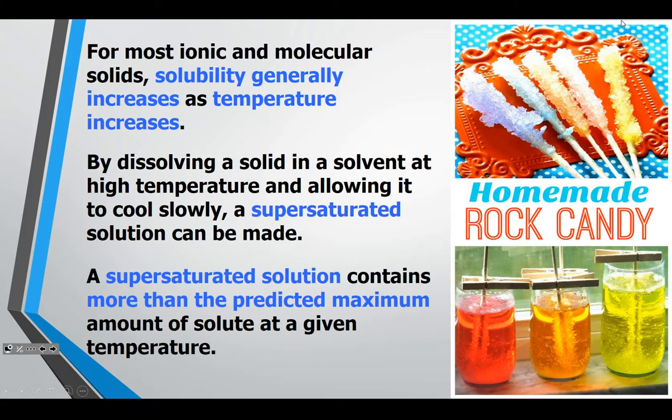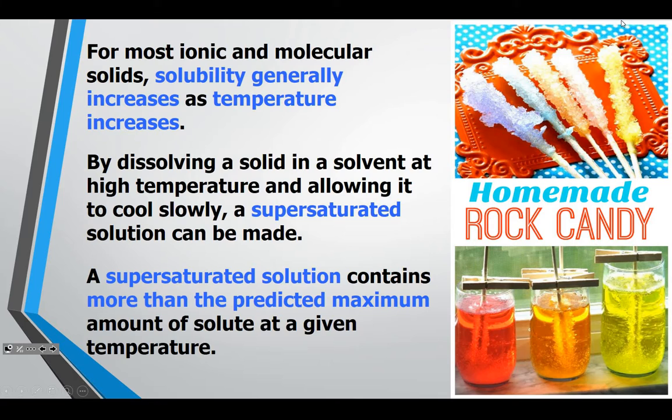Has anybody had a bad batch of fudge that has crystals in it, and you go to bite it and it's like, oh, this doesn't taste right? That's because they cooled it too quickly, and because they cooled it too quickly, they got sugar crystals that fell out of solution. So if we cool it very slowly, we get what's called a supersaturated solution. We use it a lot in candy making and sugars and lollipops and things like that.